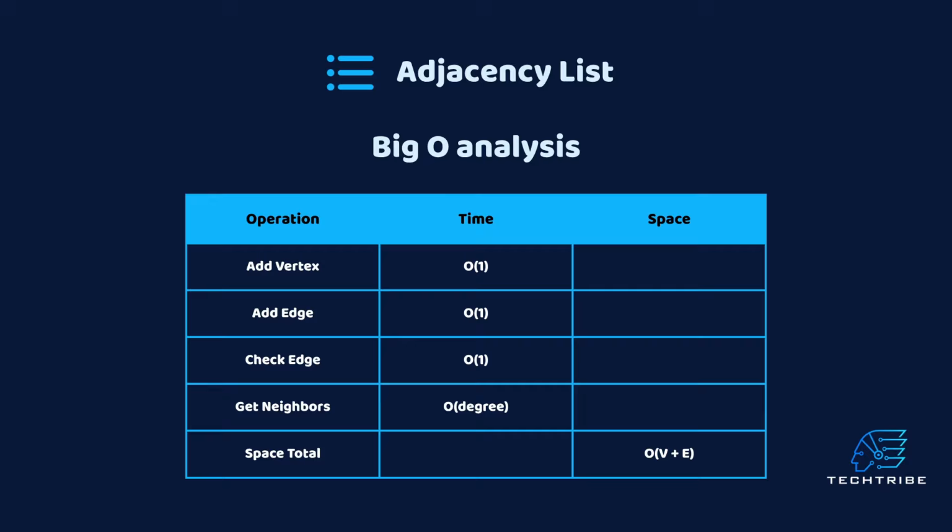We can see the big O analysis of this process. Almost all of them are O of 1: the AddVertex, the AddEdge, and the CheckEdge will be O of 1, and the GetNeighbors will be O of the degree, which, well, the degree of a vertex is the amount of neighbors that it has. So yeah, it's still pretty fast. And the total space will be O of V plus E, V being the vertices and E being the edges.